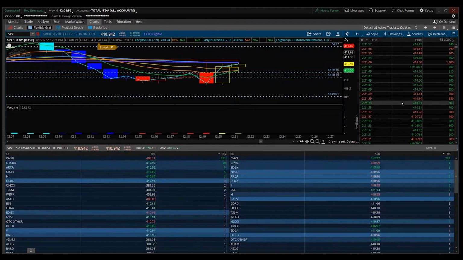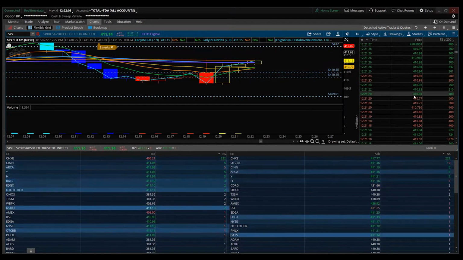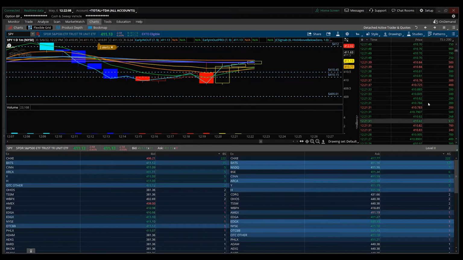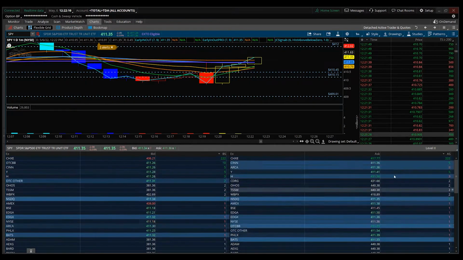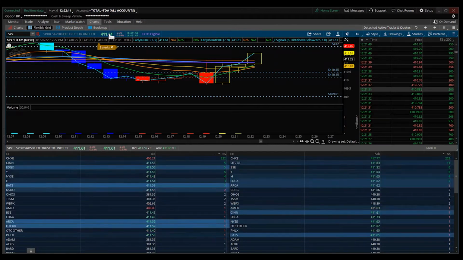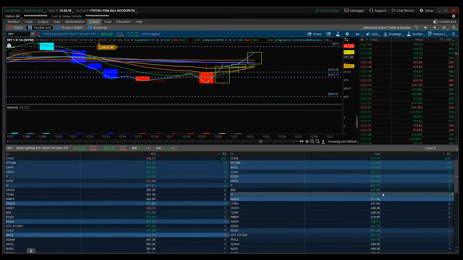But do you kind of see what I'm talking about here? Those 80s right here just got printed, right? They got printed right here. So those 80s just got printed. Guess where we're at now? We just went up 50 cents because the buyers are stepping up, right?